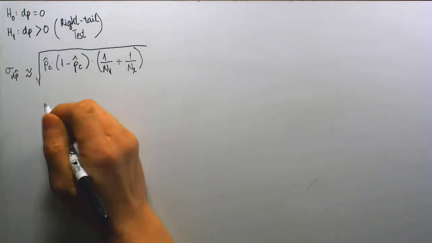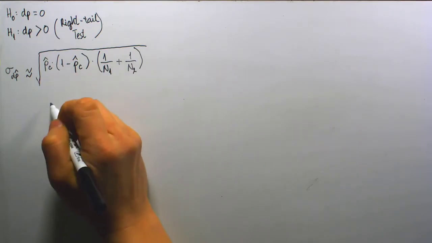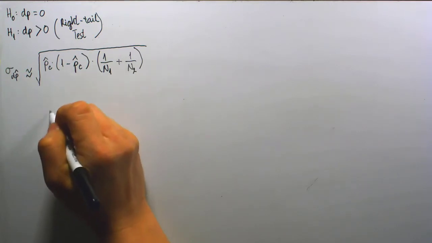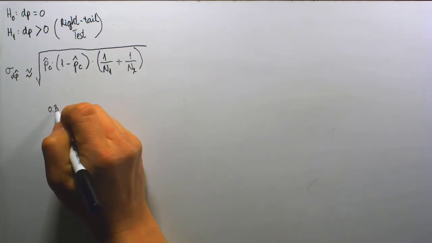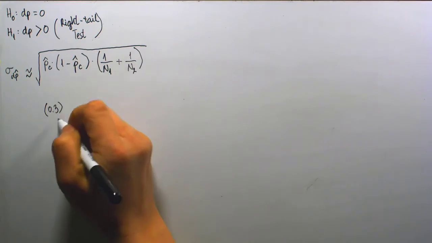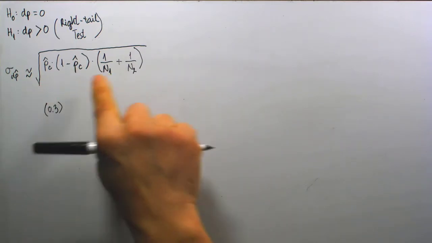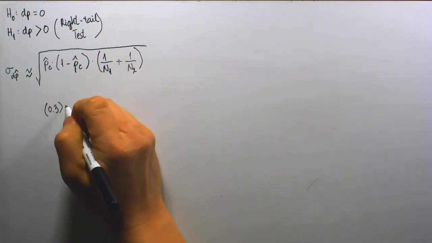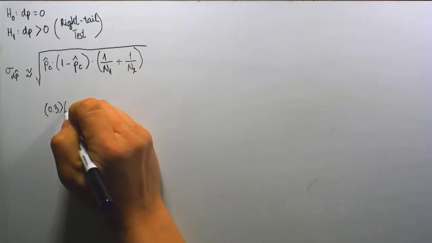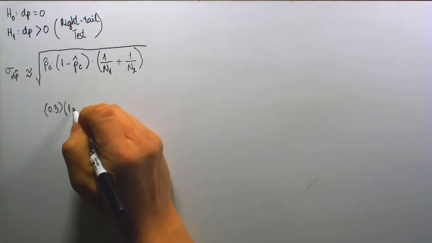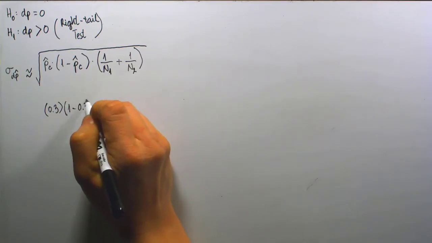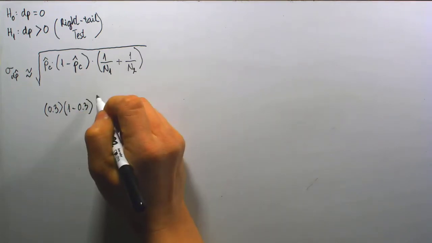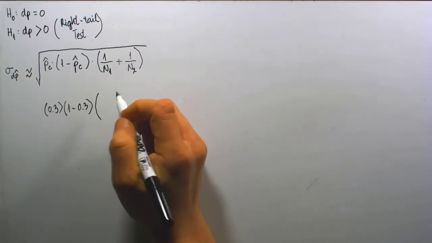So from the explanation we have seen just earlier, then p hat c now would be 0.3. So I'm substituting that into my formula. So 0.3, and everything is done currently inside the square root. So 0.3 times 1 minus 0.3. And I'm going to multiply this product with another expression right here.